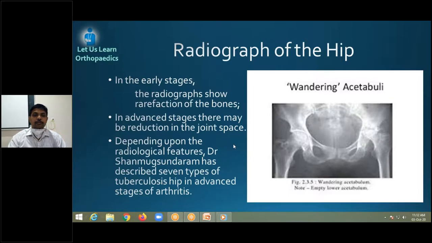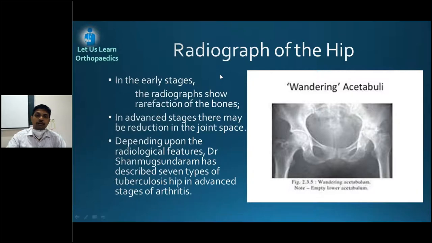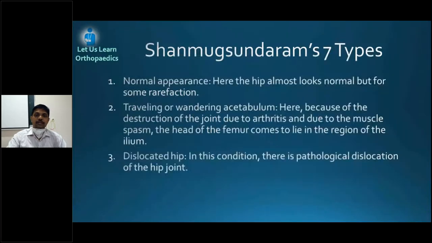And depending upon the radiological features, Dr. Shanmugasundaram has described 7 types of tuberculosis hip in advanced stage of arthritis. In advanced arthritis, 7 radiological features have been described by Shanmugasundaram, which are very important. As an orthopedician, you should know the radiological features of this advanced arthritis. So what are those 7 types of Shanmugasundaram's TB hip?